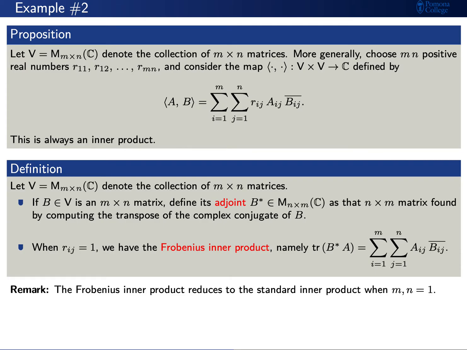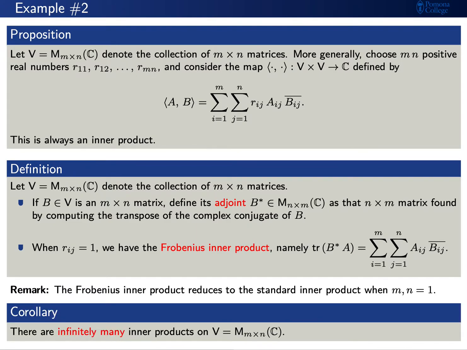As a remark, you'll notice that the Frobenius inner product reduces to the standard inner product when either m or n is equal to 1. Just like before, this actually shows that there are infinitely many inner products on the collection of m by n matrices.